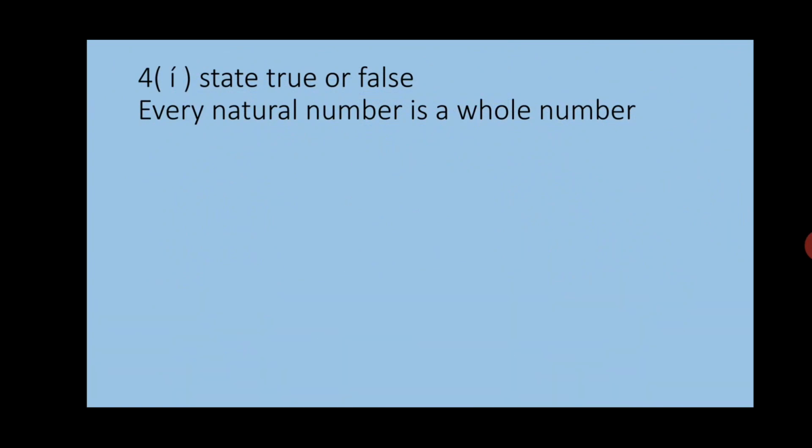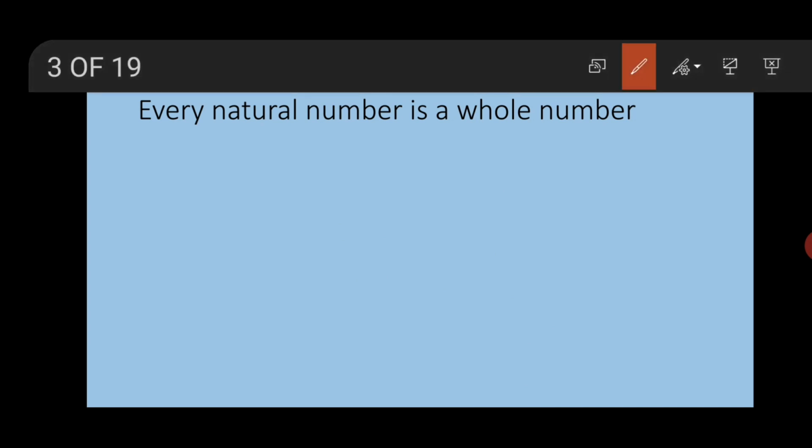Next, let us move to one more problem. State true or false. Every natural number is a whole number. Again, write: every natural number is a whole number, every whole number is an integer, and so on. But here we got the answer. Every natural number is a whole number. Therefore, the given statement is true.